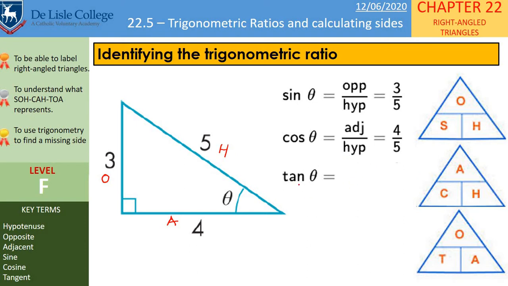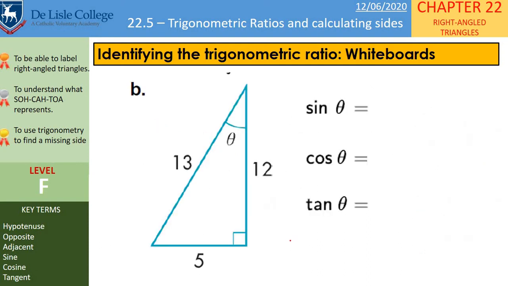Then we're going to look for tan angle. So we'd cover up the T and then we do the opposite side over the adjacent side. Well, there's the opposite and there's the adjacent, so it will be 3 over 4. Let's look at another one. So the triangle looks different, it's still a right angle triangle.